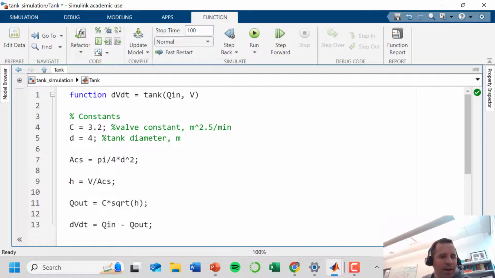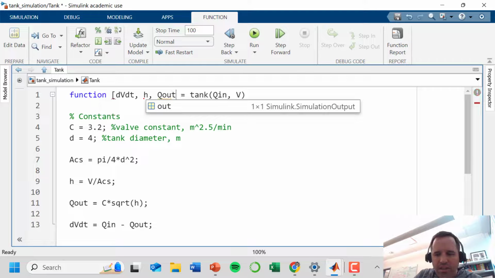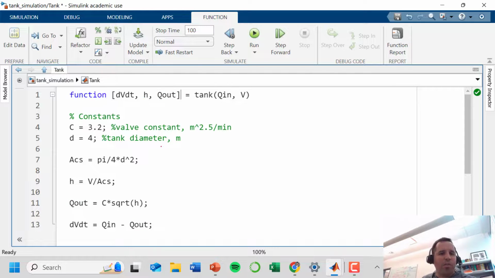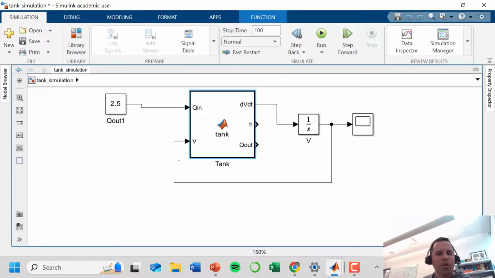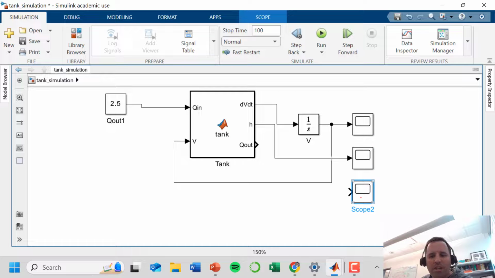We're already calculating height and we're calculating outflow. So what we can do is create more outputs here from our model and just say we create this vector of outputs. So we're just telling our function, hey, we also want to know what the value of h is and what the value of Q out are. So this function can churn out more things besides just derivatives. So if we added some more scopes here, I'm going to take this scope to plot my height. I'm going to create another scope to get both of my flow rates. So I can go in here and go to this block parameters.